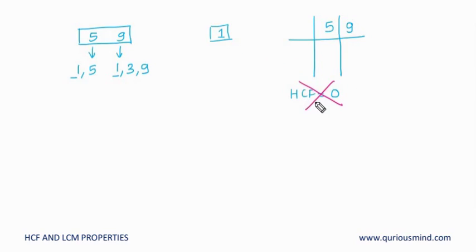HCF is never only prime factors. We use a prime factorization method to reach HCF, but HCF also can make use of 1 as a factor. And when we have coprimes, 1 is a common factor, and hence HCF of coprime numbers is always 1.